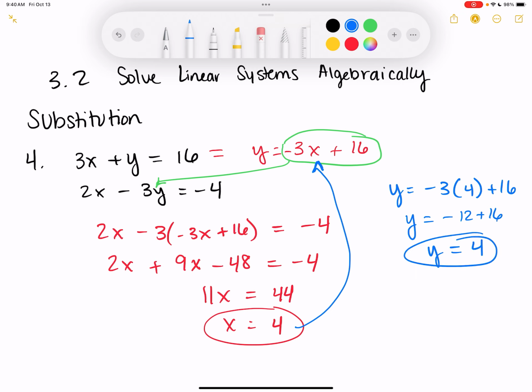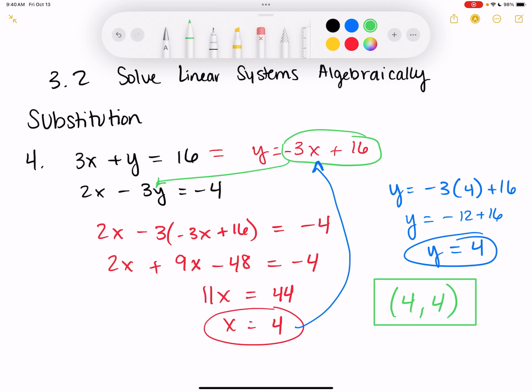Now, a lot of times people stop here. You're not done yet. Your answer needs to be written as an ordered pair, (4, 4). If you don't write it as an ordered pair, your answer is wrong. I will take points off.